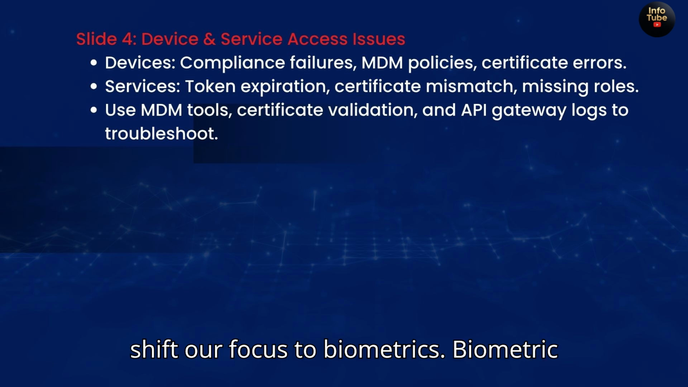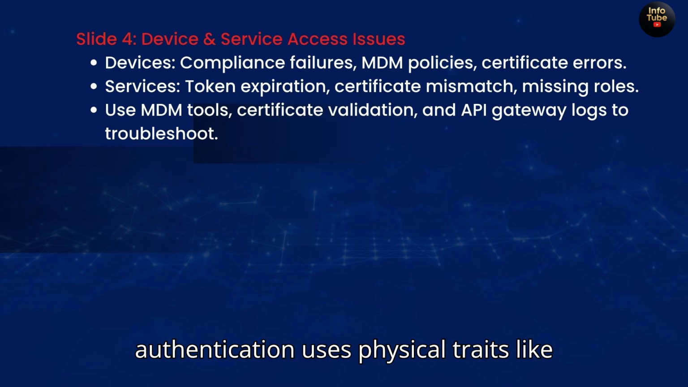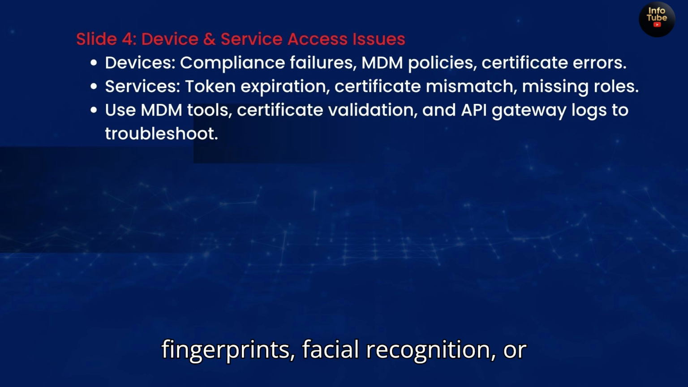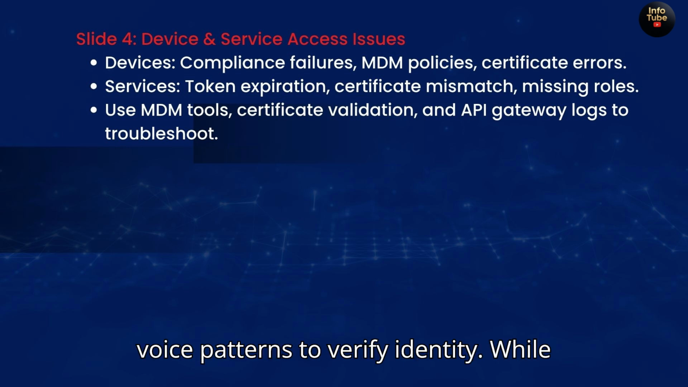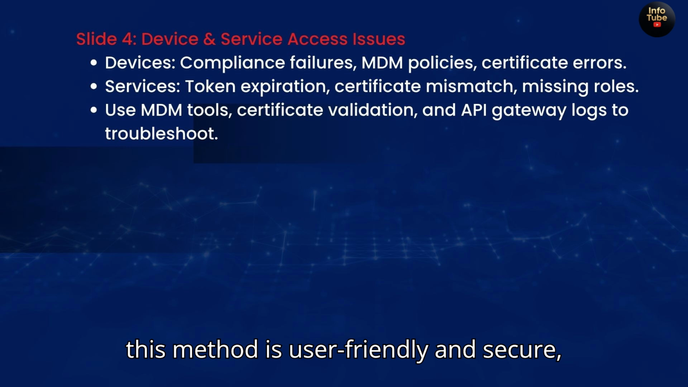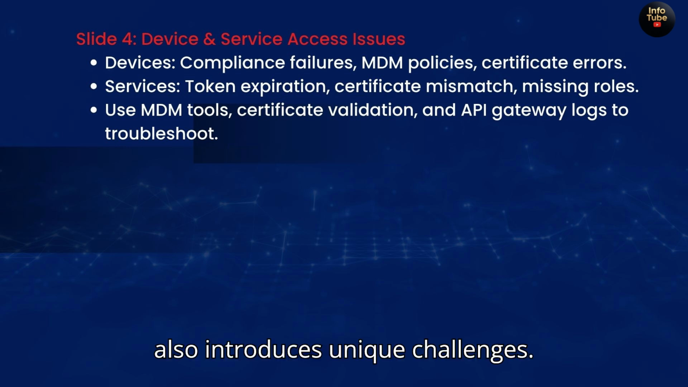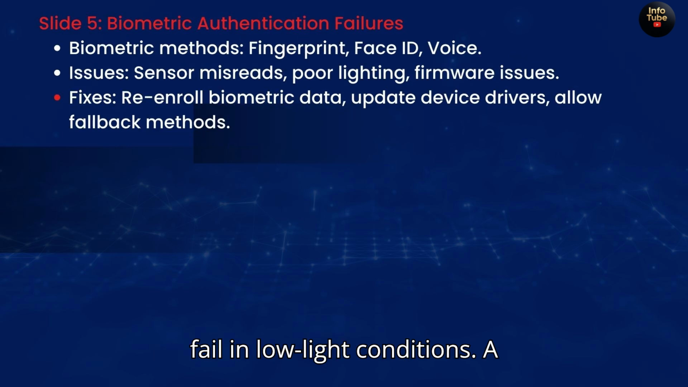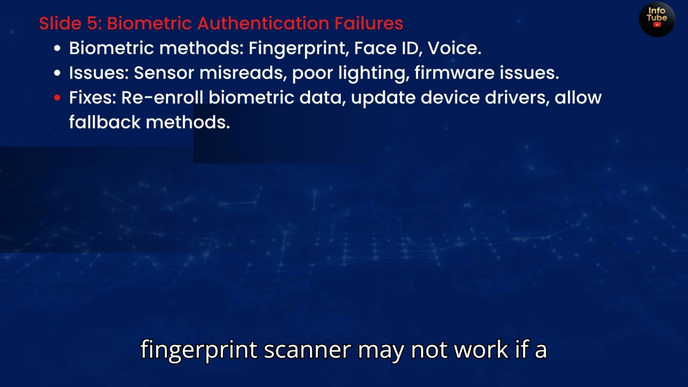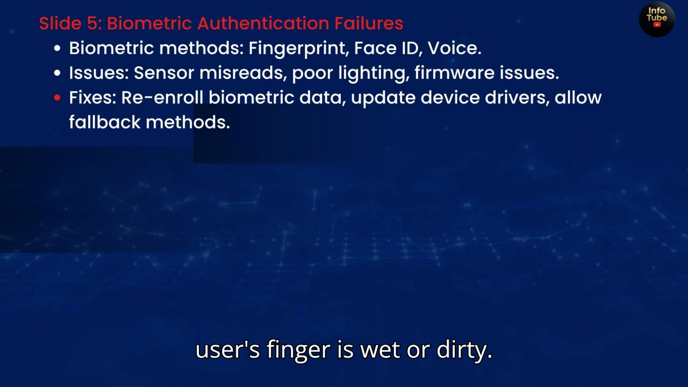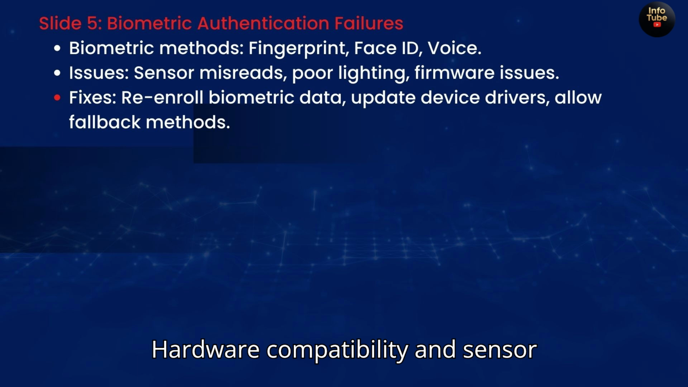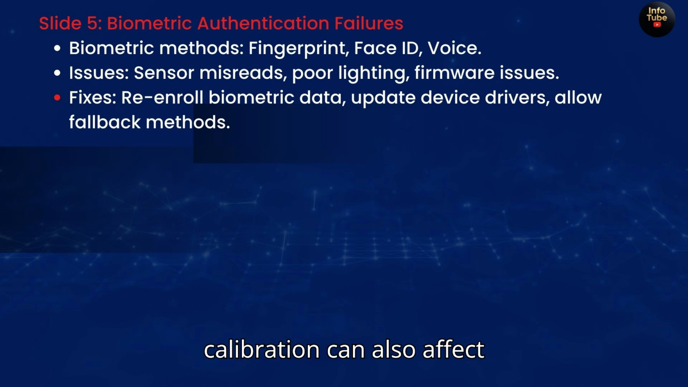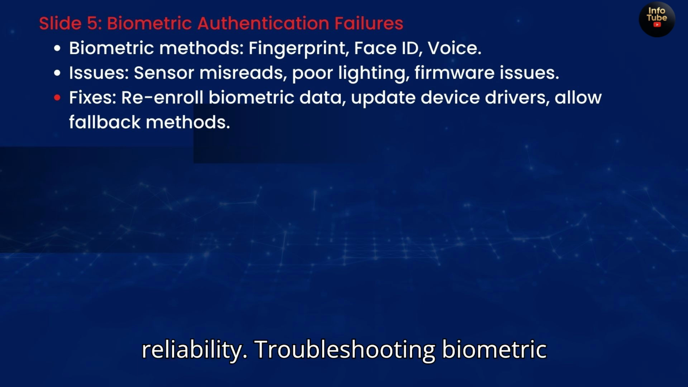Next, let's shift our focus to biometrics. Biometric authentication uses physical traits like fingerprints, facial recognition, or voice patterns to verify identity. While this method is user-friendly and secure, it also introduces unique challenges. For instance, facial recognition may fail in low-light conditions. A fingerprint scanner may not work if a user's finger is wet or dirty. Hardware compatibility and sensor calibration can also affect reliability.